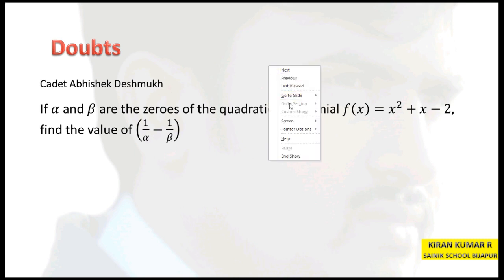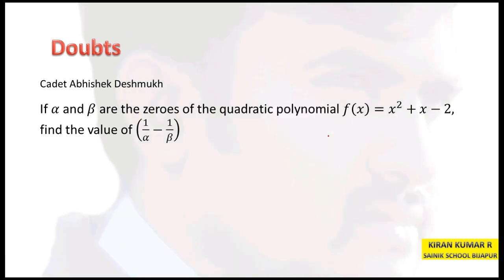Cadet Abhishek Deshmukh was having a doubt on this question. If alpha and beta are zeros of the quadratic polynomial x square plus x minus 2, find the value of 1 by alpha minus 1 by beta. Let me rewrite the given polynomial. F of x is equal to x square plus x minus 2.